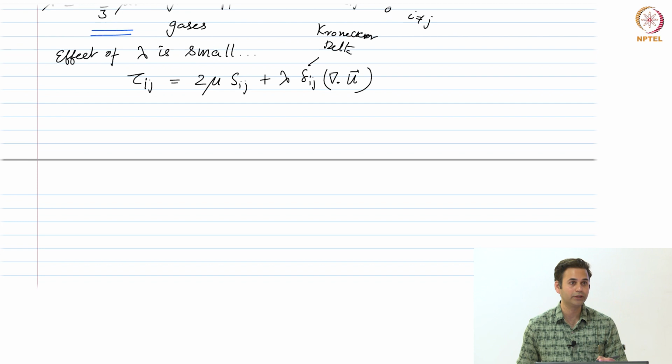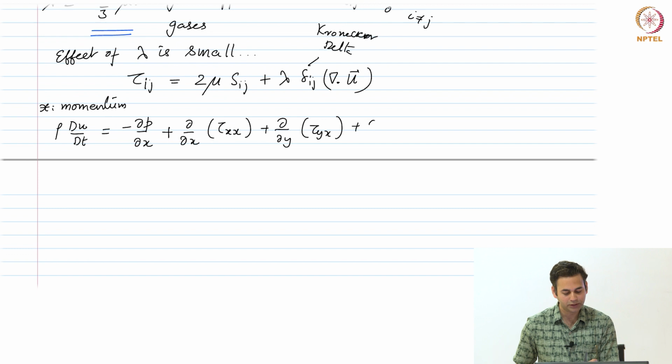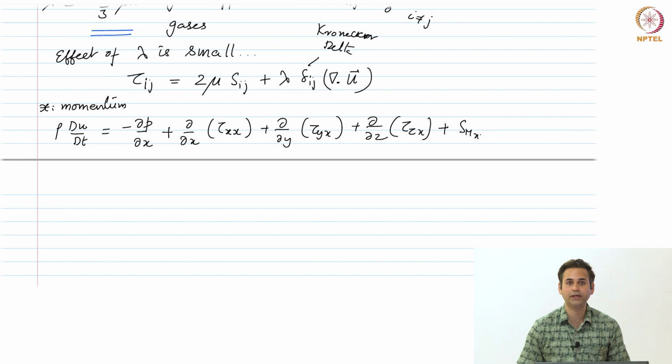So what was our x momentum equation? If you go back, our x momentum equation was rho du dt equals, what was there on the right hand side? We had a pressure term, that was minus partial p partial x. I will first write down the equation in terms of the shear stresses. So minus partial p partial x, then we had partial x of tau xx, partial y of tau yx plus partial z of tau zx. Is that all? We had a source term, right? We said plus S m x, which is a source for the momentum equation in the x direction, okay.